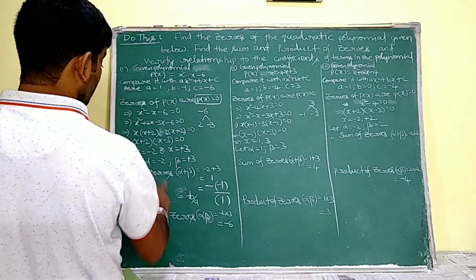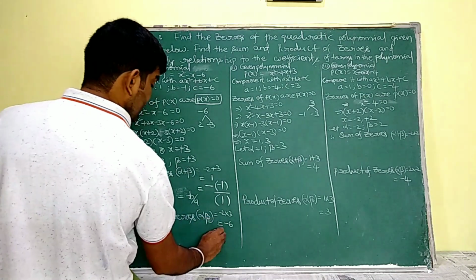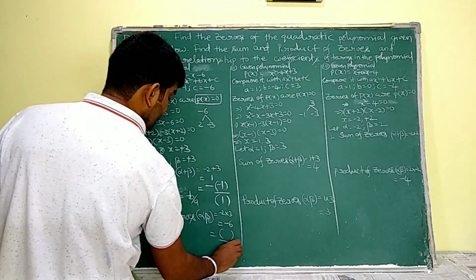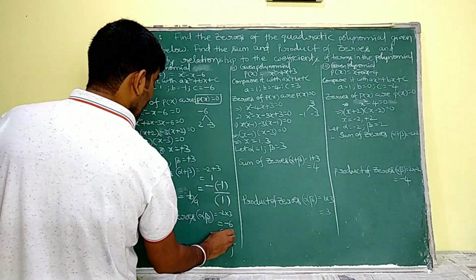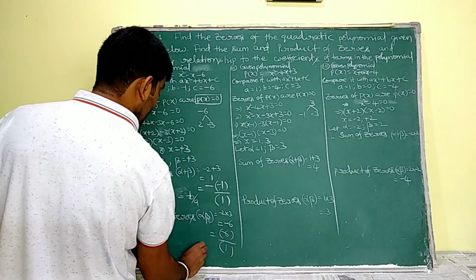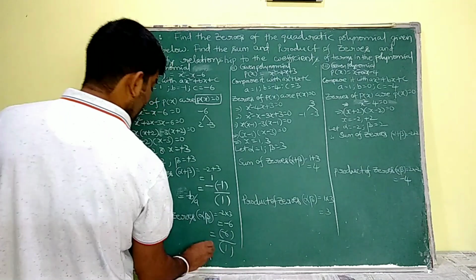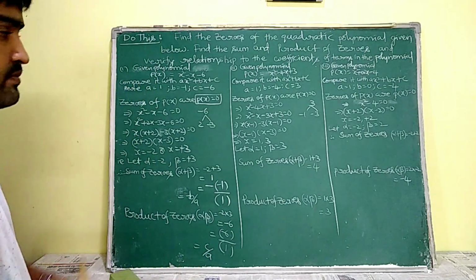Product of zeros: minus 2 into 3 is minus 6. Now we know the product of zeros is c by a. C is minus 6 and a is 1. It is also verified, c by a. Now, in this way we are going to solve the problems.